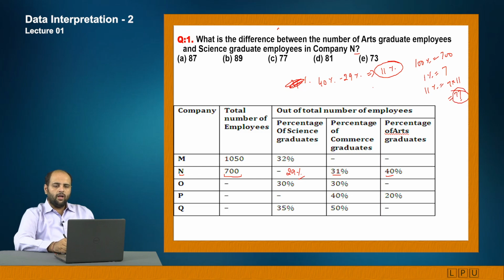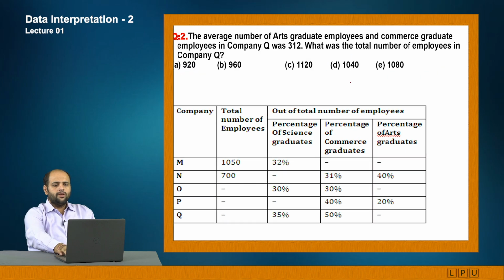Or you can just find it as 11 upon 100 into 700. This also gives you directly the same value. Okay, I hope it is clear to all of you. So there are some different ways in which you can solve the question. That depends upon your knowledge. Okay, so the answer will be 77.